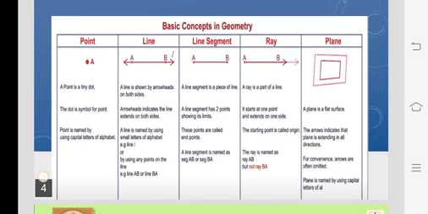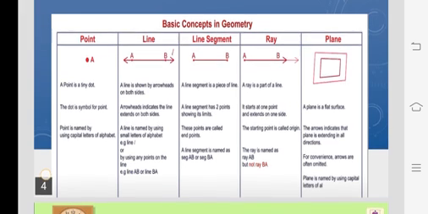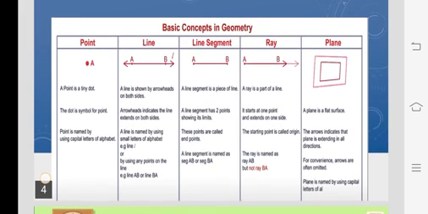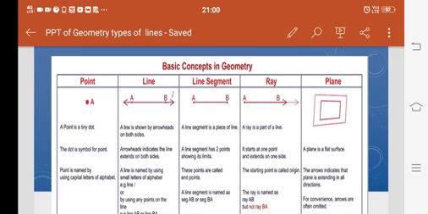Now, line segment. A line segment is a piece of a line. A line segment has 2 points showing its limit. There are 2 stops, full stops you can say, on both sides of the line segment. That means you cannot extend them. These points are called endpoints. A line segment is named as line segment AB or segment BA.